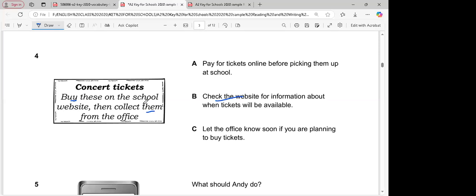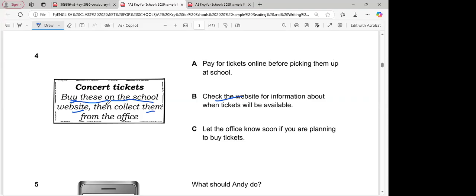See, buy these on the school website. Same idea, okay? On the school website. Something buying on website. What is the simple word for that in English? A. No, darling. Online, okay? Pay for tickets online. Buying in the sense you have to pay, okay? So school website means tickets online, okay? Before picking them up at school.